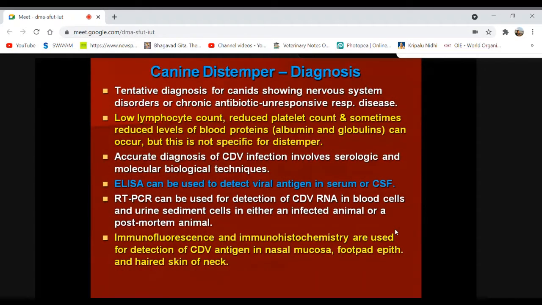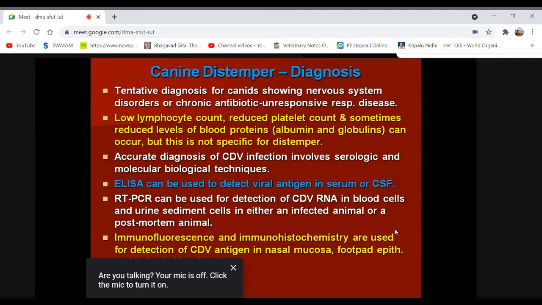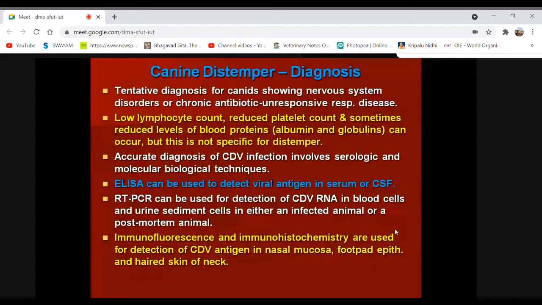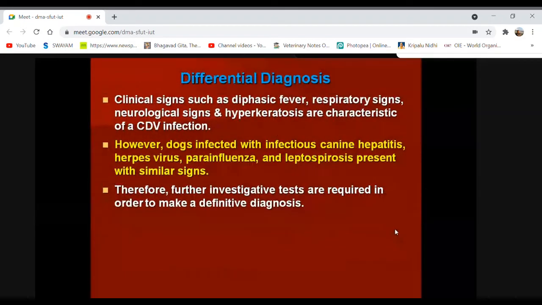So accurate diagnosis of this infection involves serological as well as molecular biological techniques, like ELISA for the detection of viral antigen from the serum as well as the cerebrospinal fluid, RT-PCR for the detection of viral nucleic acid, then immunofluorescence and immunohistochemistry for the detection of antigen from the nasal mucosa, footpad epithelium and the hair skin of the neck. This way it can be diagnosed and confirmed.